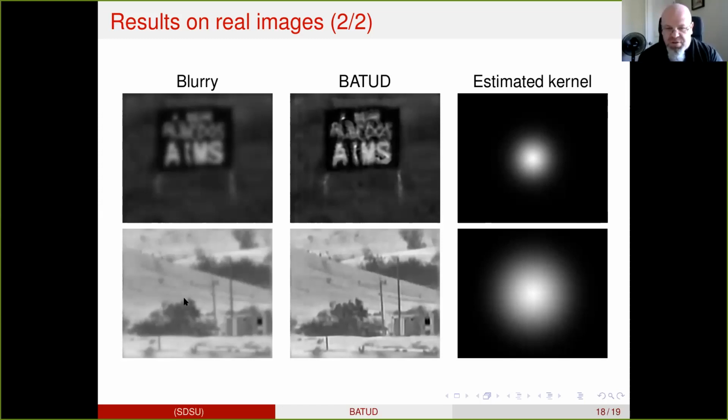And this one is a sequence coming from the army. That was, I think, 1 kilometer distance on this one. And again, we have a lot of blur. Some details that are pretty hard to see here are way sharper here. I actually think it was a person there at this position. And that's, again, the estimated kernel. And so the image is sharper, cleaner, and easier to interpret.